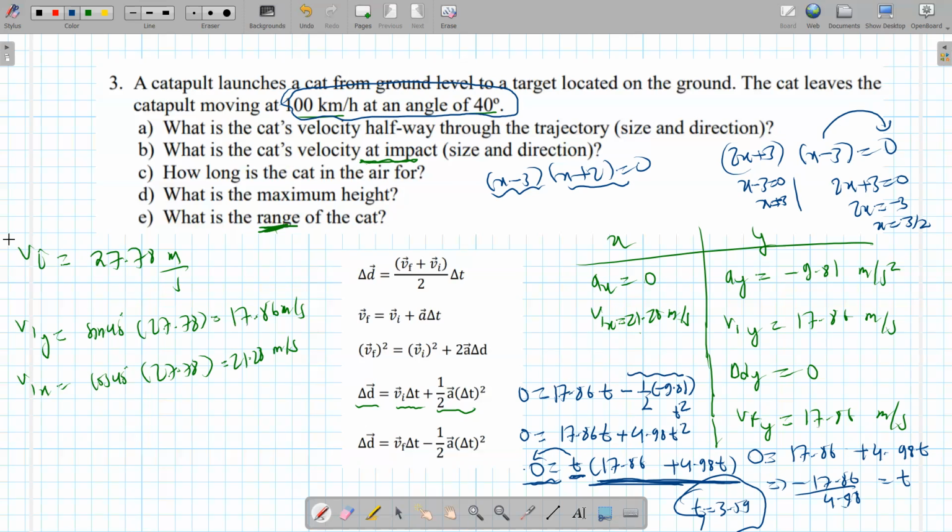You first do this, then find velocity, second velocity, and then you find time. And remember this, ax is always 0 in the x direction, and ay is always minus 9.81.